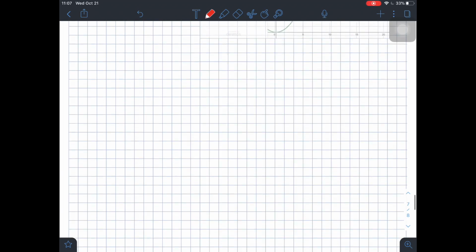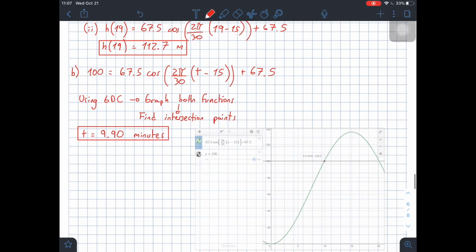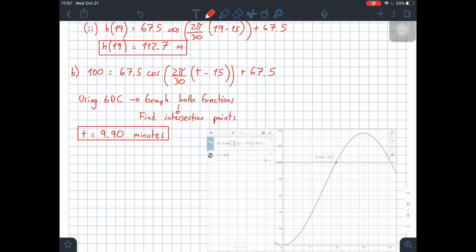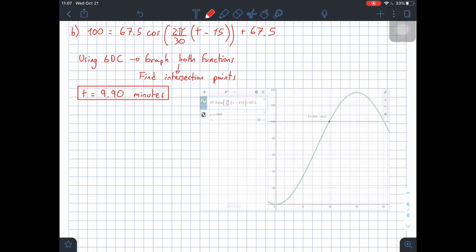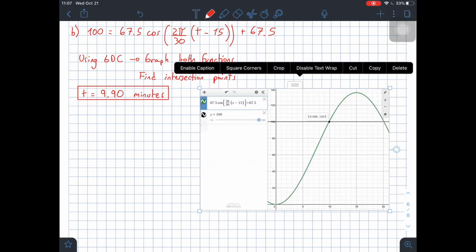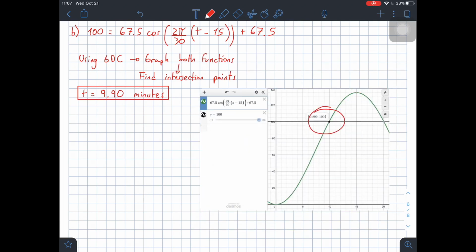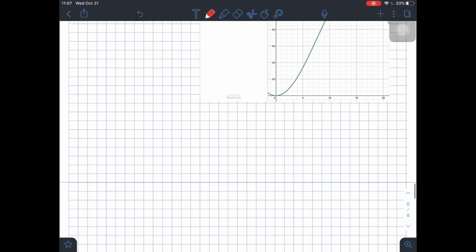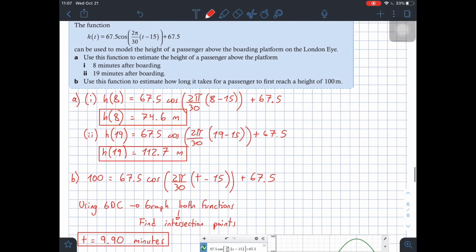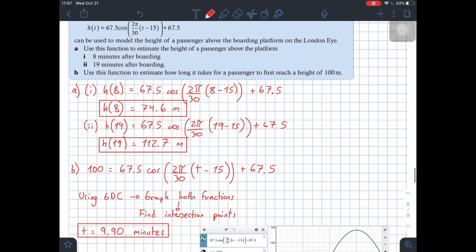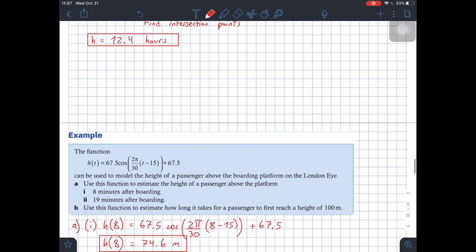If I show you what I did here, it's basically this, right? This is using Desmos. You see that I graph both functions, and the first intersection point occurred at this point, okay, which is 9.90 minutes. And that's it. So you see that this is not difficult, right? If you really understand what a periodic function is about and how to properly use a calculator, then you shouldn't struggle much with these types of problems.